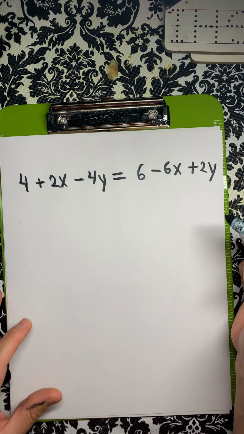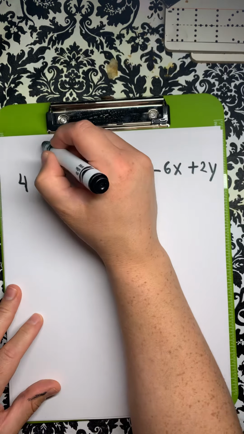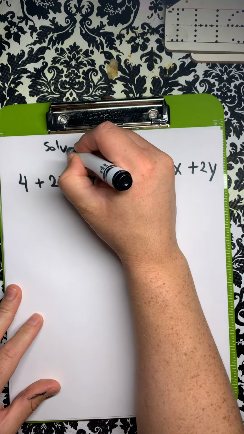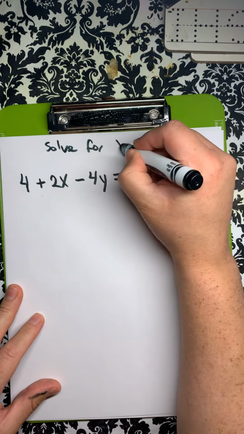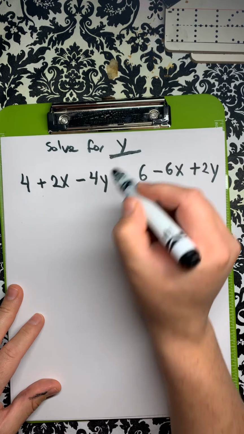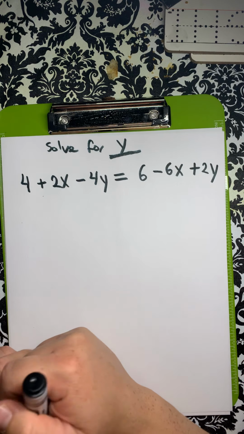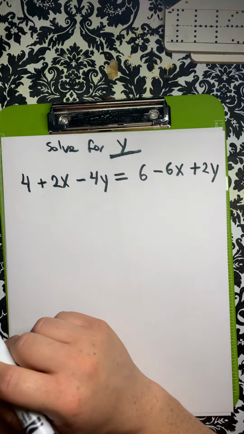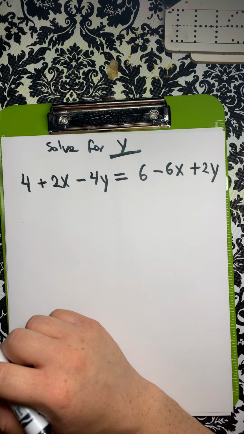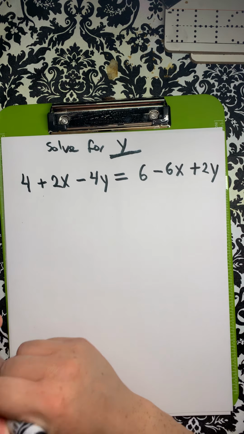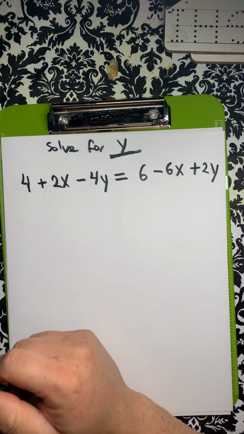And let's say with this one, we're actually going to try and solve for y. What this means is we're trying to get y by itself. This whole equation all has to equal y. So let's deal with the different terms that we have here.